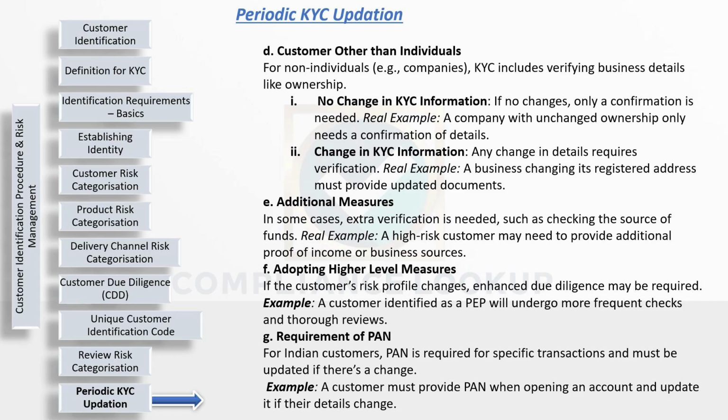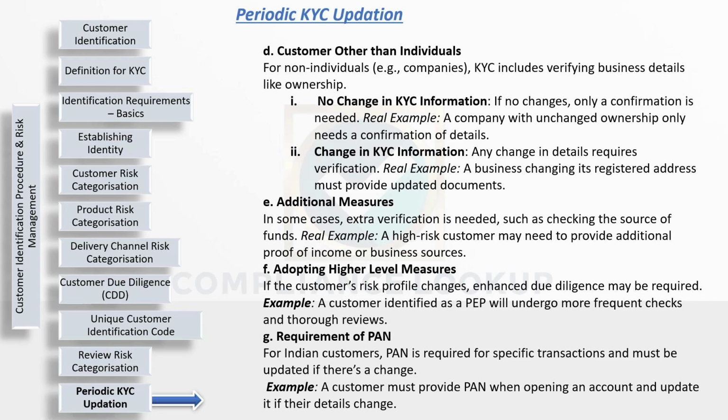Second, change in KYC information. If there is a change in the customer's details, such as ownership structure or business address, those changes need to be documented and verified. Example: a business changes its registered office address. The bank requires updated proof of the new address and possibly updated corporate documents.